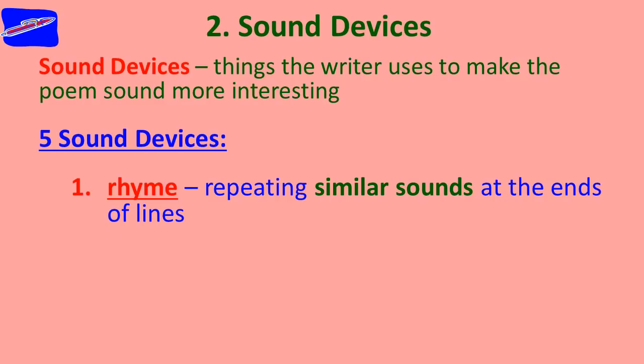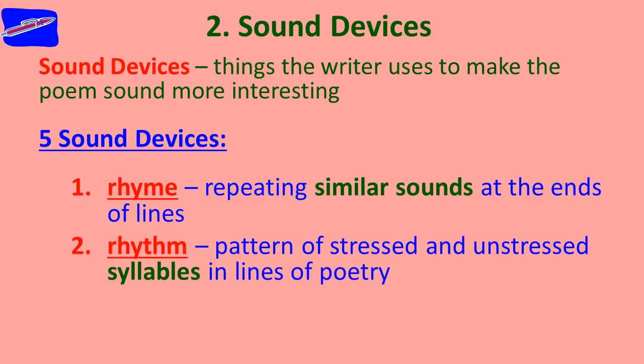Our next sound device is rhythm. Rhythm is defined as a pattern of stressed and unstressed syllables in lines of poetry. We hear rhythm in poems like limericks or ballads, which have a noticeable beat to them. When we say stressed and unstressed syllables, it means that the writer positions words so that the syllables of each word create a certain rhythm. The first syllable is short, while the second syllable is long, sort of like a heartbeat. Short, long, short, long, like that.